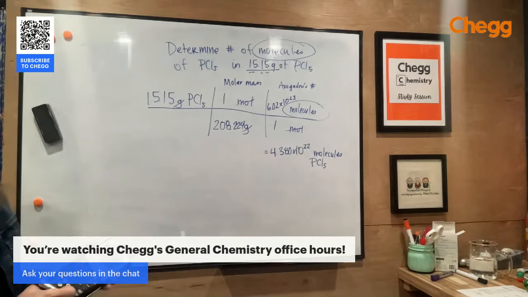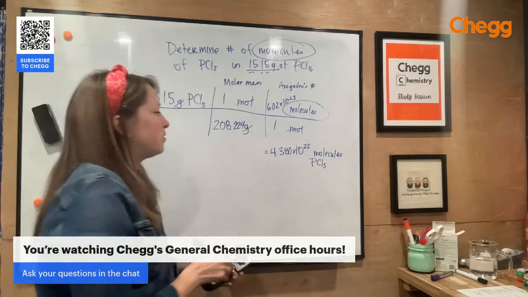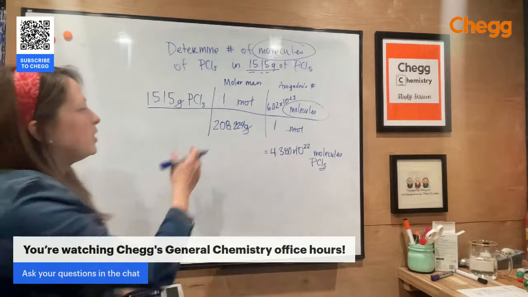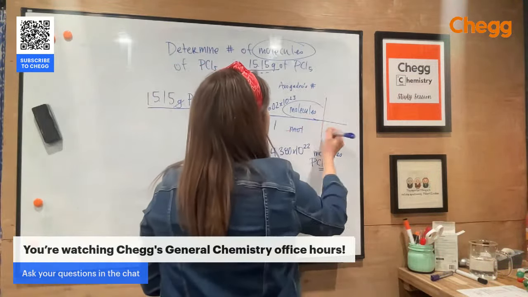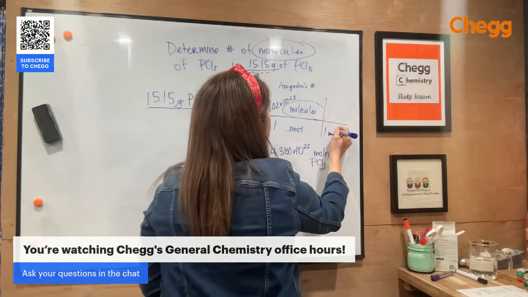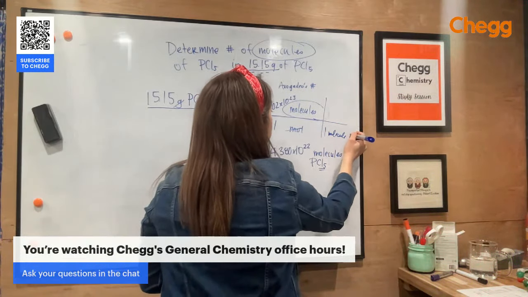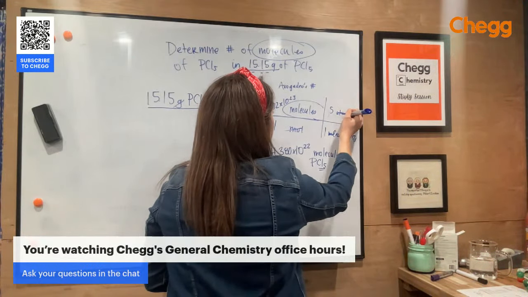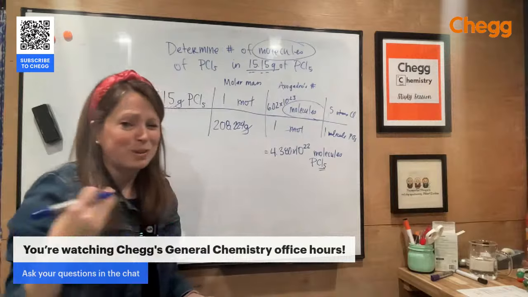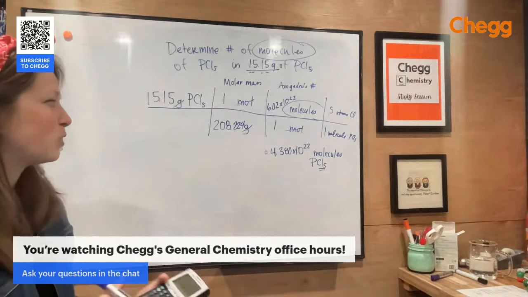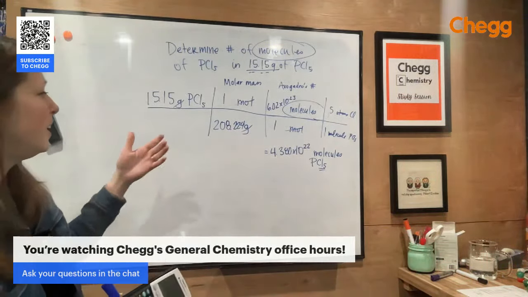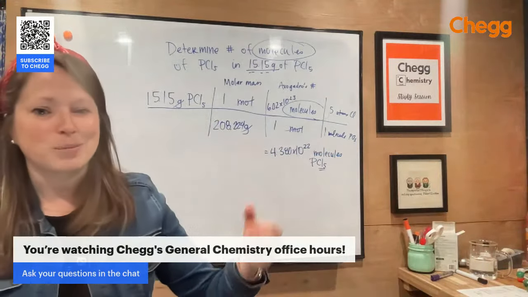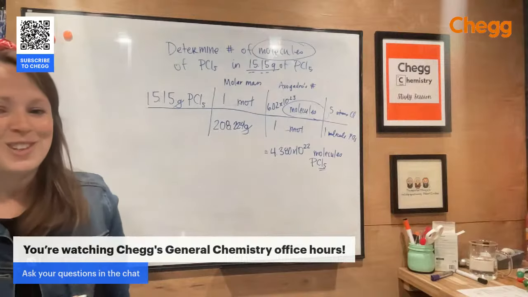All right, so looking at that, I now have this molecules. If I want to take this one step further and figure out my number of atoms of chlorine, let's say, I would just add one additional step. So I would say, okay, for every 1 molecule of PCl5, I have 5 atoms of chlorine. All right, so if you're asked to take it one step further, looking at some kind of compound, whether it's covalent or ionic, you just look at the one unit and then see how many atoms you have in each.